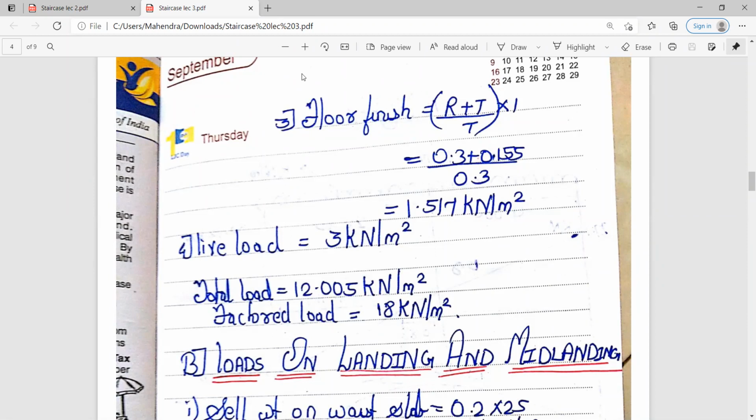For factor load, you need to multiply it by 1.5. So 12.005 into 1.5 आपको मिलता है factor load, that is 18 kilonewton per meter square. So this is nothing but the load on the flight. So load on the flight आपको कितना मिलता है 18 kilonewton per meter square. Now you need to calculate the loads on landing and mid landing.